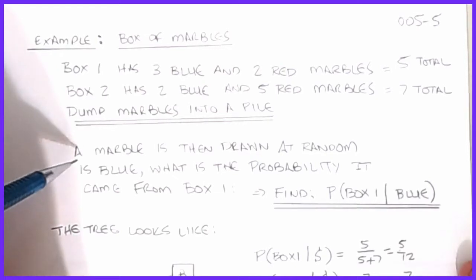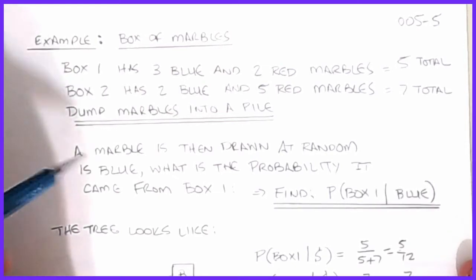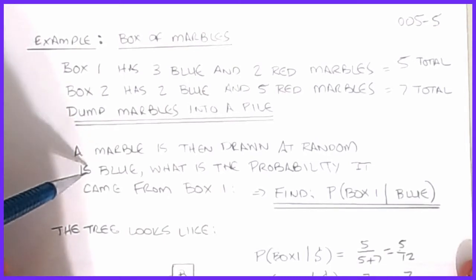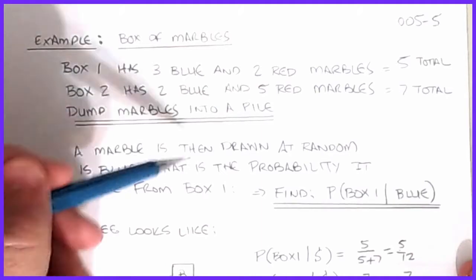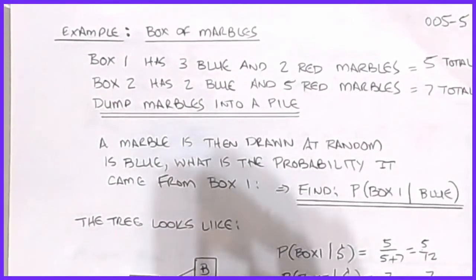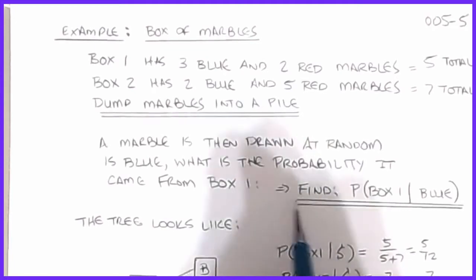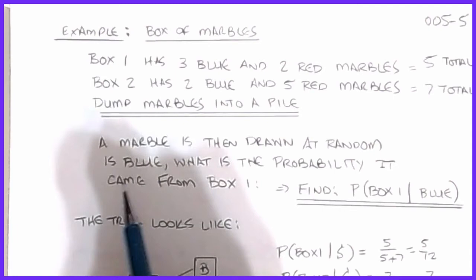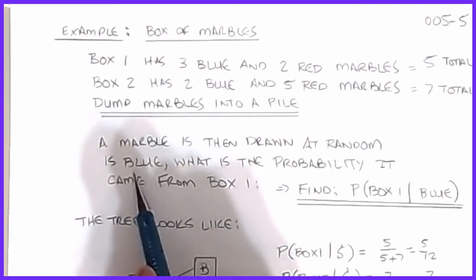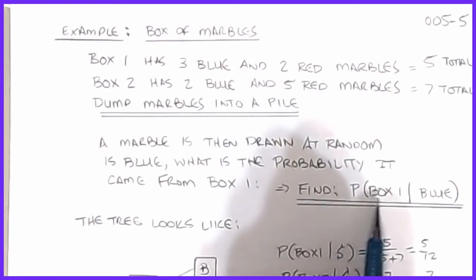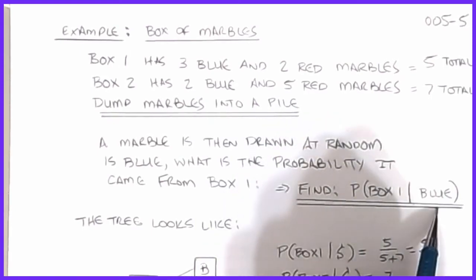What we're going to do, our experiment then, is that we're going to pull a marble at random from the pile. So if the marble drawn at random is blue, what is the probability that it came from box 1? So this will be the word problem that you might see on this. And so what this is asking us to find is, given that it's blue, what is the probability it came from box 1? So we're looking for the probability of box 1 given that it was blue.